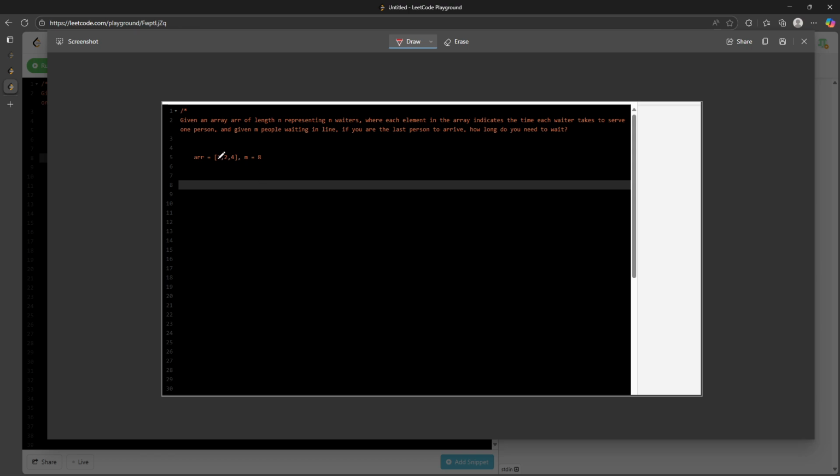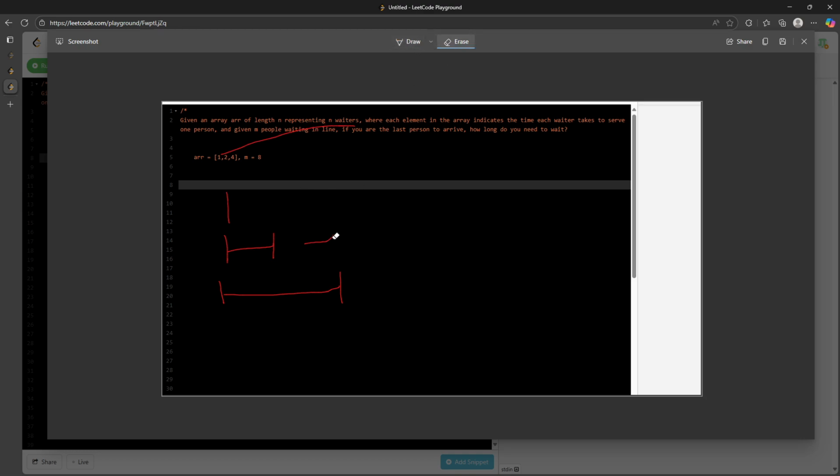So this is going to be the array for the waiters, right? For the first waiter, you can serve one person in 1 minute. The second waiter serves one person in 2 minutes, something like this. And then the last one is 4, so that waiter serves 4 minutes for one customer. All right, so that's the idea.